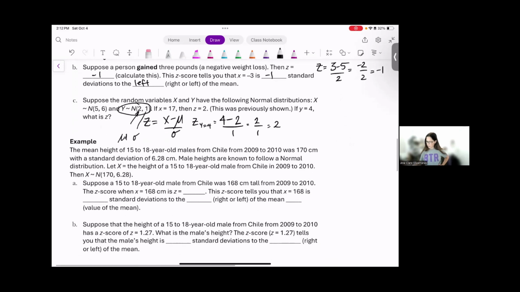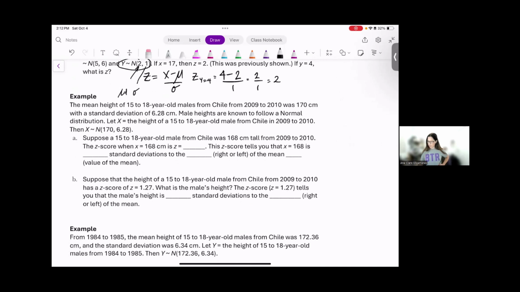Okay, let's fill in a couple more blanks before we get into calculations. The mean height of 15 to 18-year-old males from Chile from 2009 to 10 was 170 centimeters, and a standard deviation of 6.28 centimeters. Male heights are known to follow a normal distribution. Let X be the height. Then X follows a normal distribution with a mean of 170 and a standard deviation of 6.28.